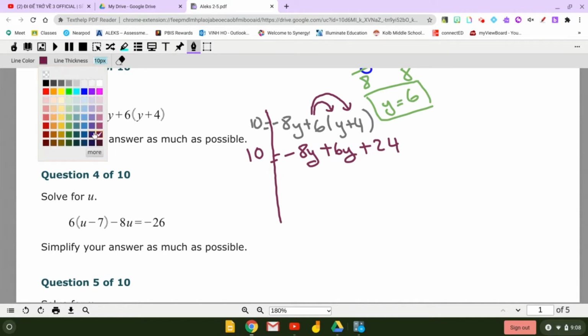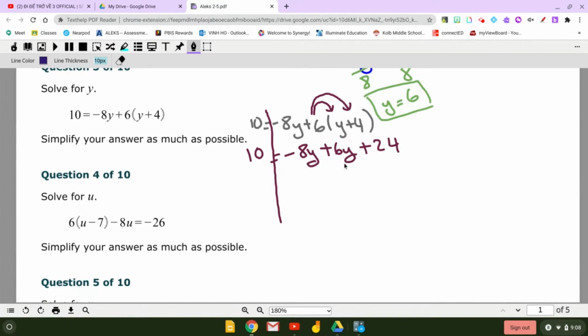Now what is our next step? We combine like terms. These are like terms. Negative 8y plus 6y. They have opposite signs, so you subtract. 8 minus 6 is 2y. Since 8 is bigger than 6 and 8 is negative, our final answer is negative. Then we bring down 24 and 10.